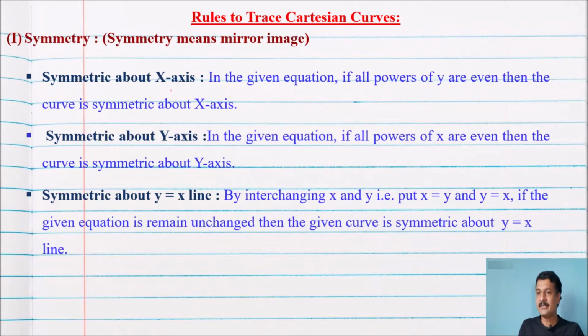Now the third, symmetry about the y equal to x line. Very simple: if we interchange y and x and there is no change in the equation, then it is symmetric about the line y equal to x. So by interchanging x and y, that is, put x equal to y and y equal to x, if the given equation remains unchanged, then the given curve is symmetric about the y equal to x line.